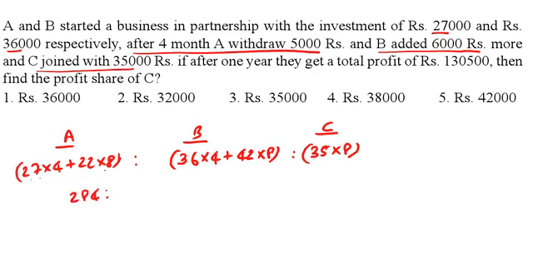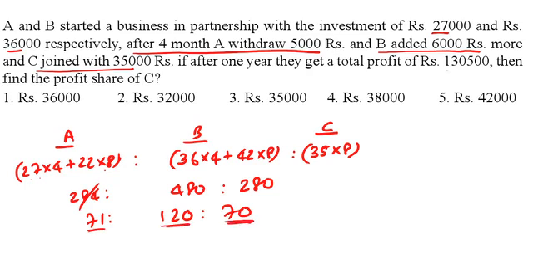This is 144 plus 336, that is 480. This is 480. 35 into 8, this is 280. If you solve this with 4 71s, 4 120, 470, we are going to get A 71, B 120, C 70.